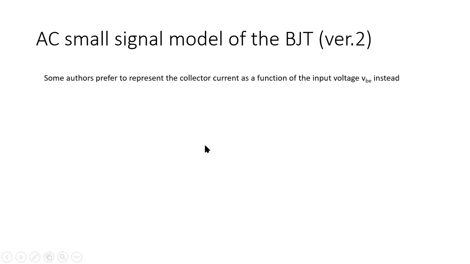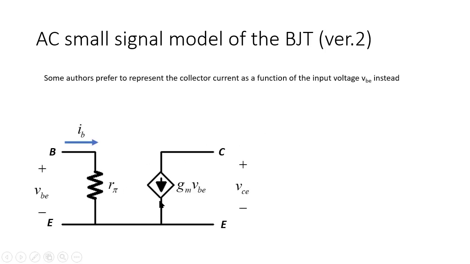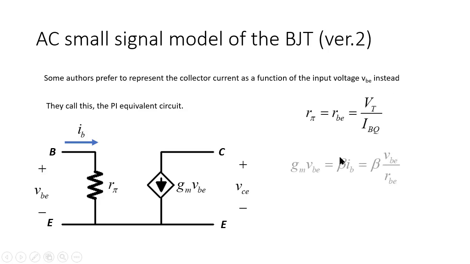They prefer in those cases to represent the current in the collector not as a function of IB, but as a function of the AC voltage between the base and the emitter. It is very easy to make the translation. R pi is the same RBE, which is VT over IBQ. This formula, GM VBE, has to be equal to beta IB. It is the same current.